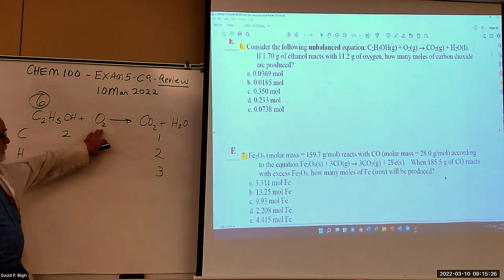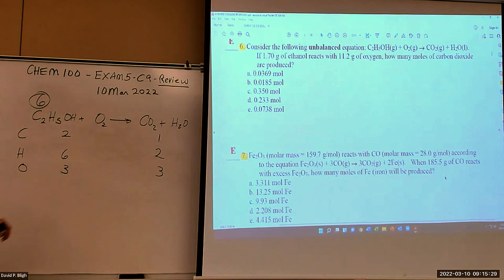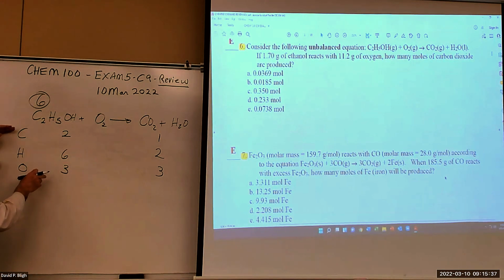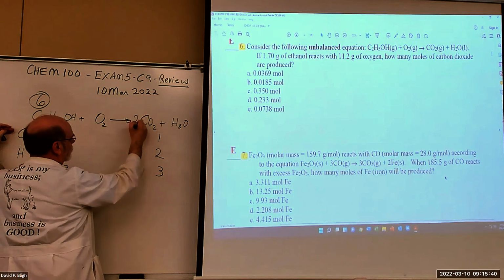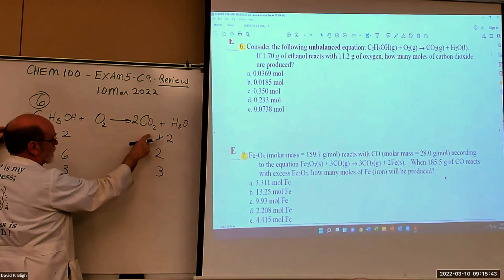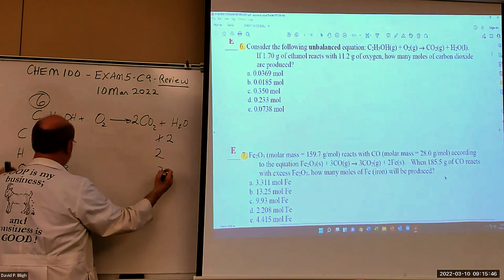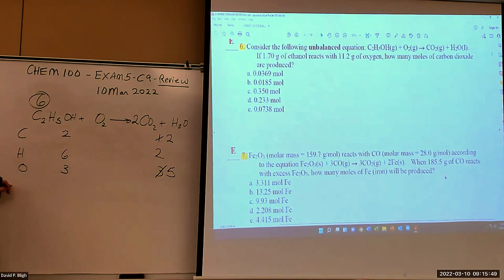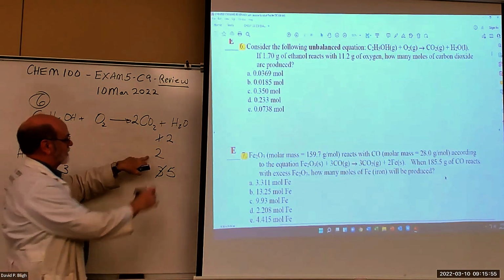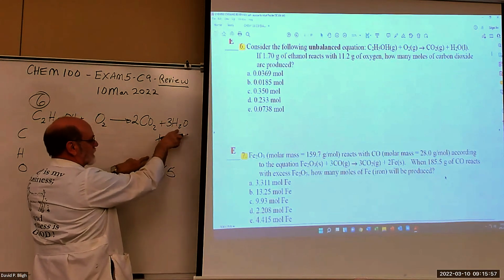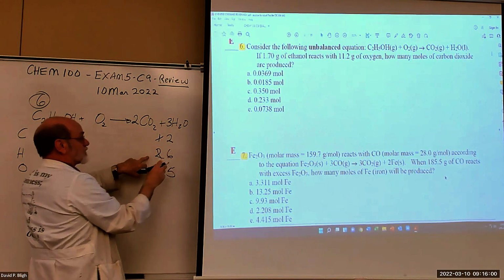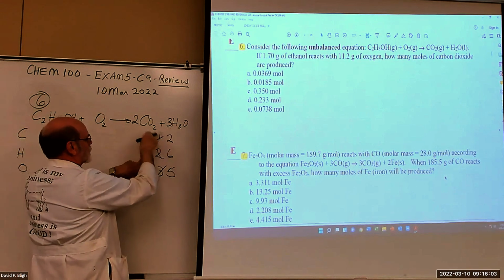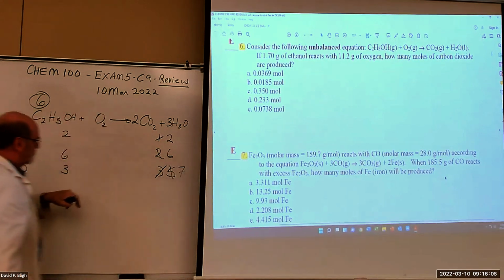Well, we typically want to hold the oxygen out because it's a single element. So I would just go down the line and say, okay, we've got 2 carbons over here, we need 2 carbons over here. That changes our oxygens to 4 plus 1 is 5. Now we need hydrogens. We need 6 hydrogens on this side. So if we put a 3 in front of that one, that'll give us 6 hydrogens. But that changes the oxygens again. So we have 3 plus 4 is 7.